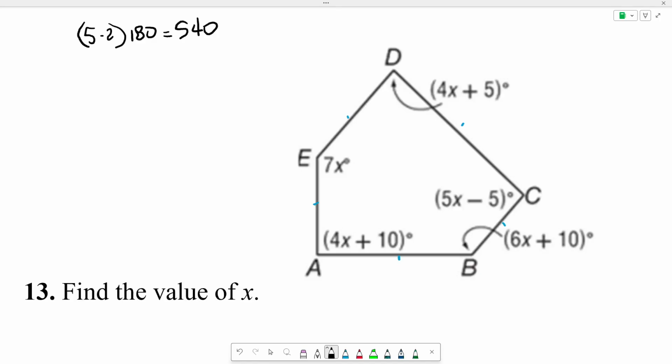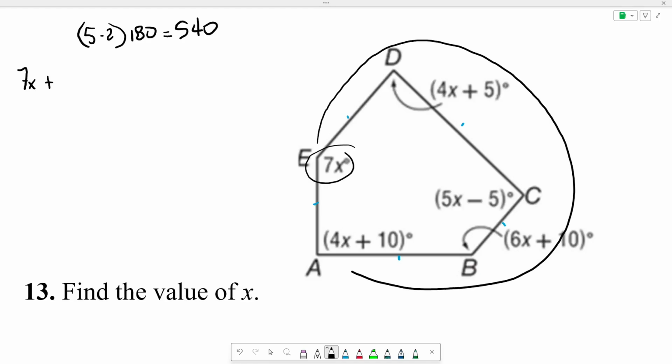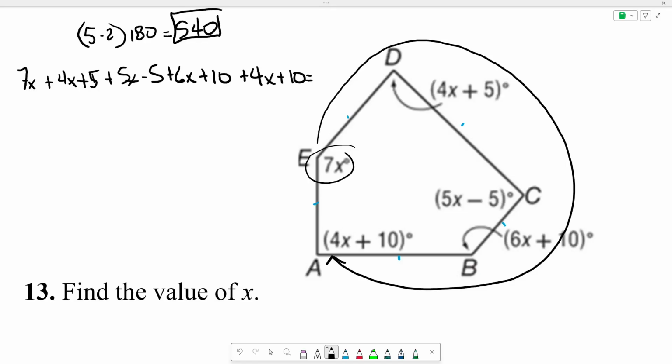So I can now add up all these other pieces together. So I've got 7x. I'm starting right here, and I'm going to go around this clockwise to make sure I collect all the pieces. So 7x plus 4x plus 5 plus 5x minus 5 plus 6x plus 10 plus 4x plus 10, and all that has to equal 540 degrees.